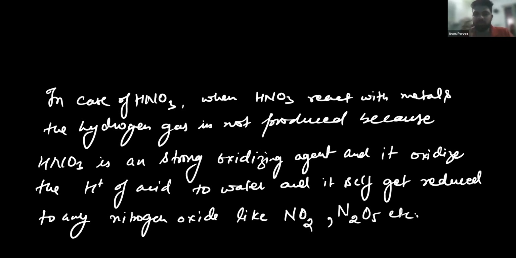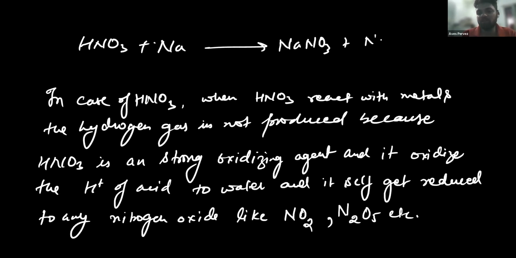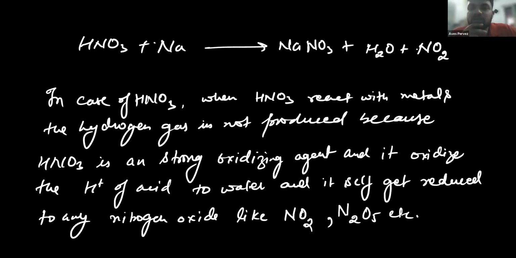Let me explain: if you have HNO3 and you react it with some metal like sodium, it is not going to form sodium nitrate NaNO3 plus hydrogen gas. It is not so. HNO3 when reacting with sodium will not produce hydrogen gas. It oxidizes it to water and itself gets reduced to some nitrogen oxides like NO2, N2O5. Got it? You understood? So here the hydrogen gas is not produced.